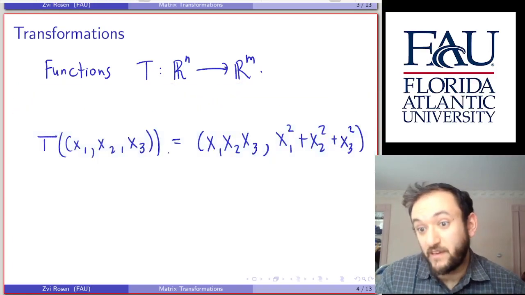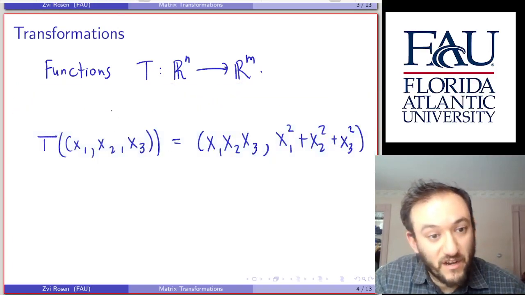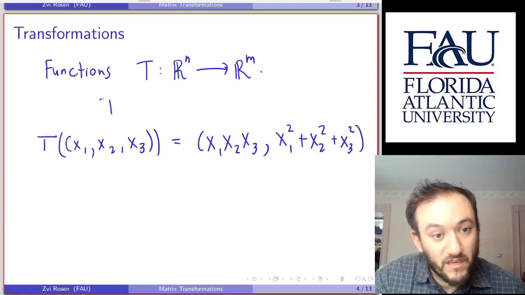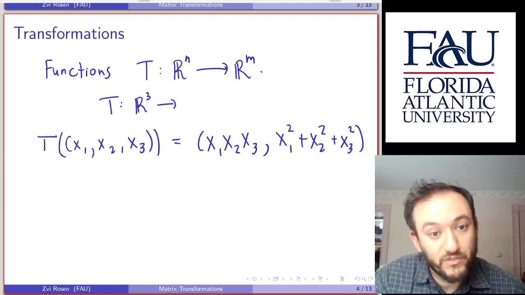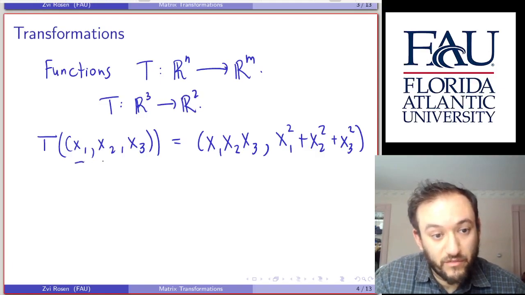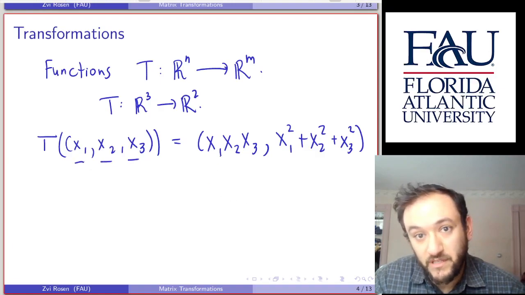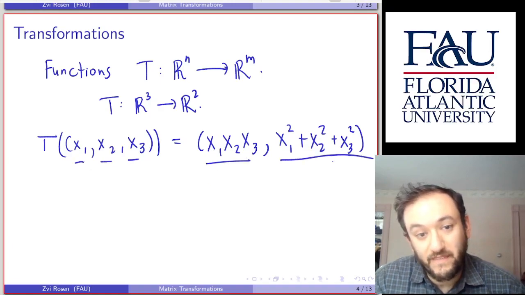And we should specify which vector spaces those are. So this would be T from R3 to R2 because there are 3 coordinates in the input and then 2 coordinates in the output.